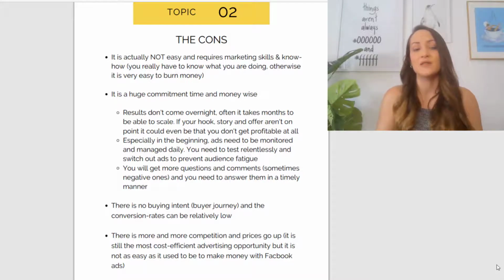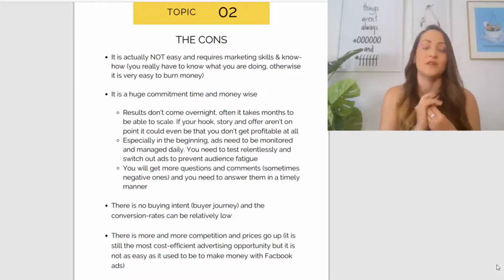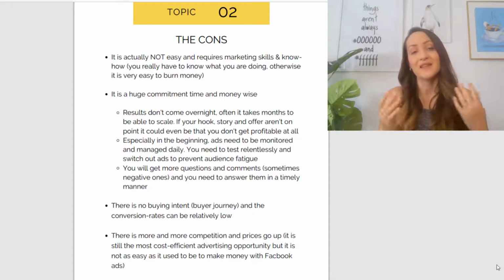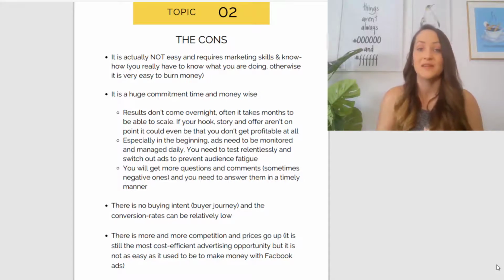But don't do this if you are on a tight budget, if you're just starting out, and if you don't understand the basics of Facebook ads for coaches and course creators. So yeah, as I said, it is a huge commitment, time and money-wise. The results don't come overnight, especially if you have a fresh account and a new pixel and nothing is warmed up yet. So it sometimes can take you months to be able to scale.